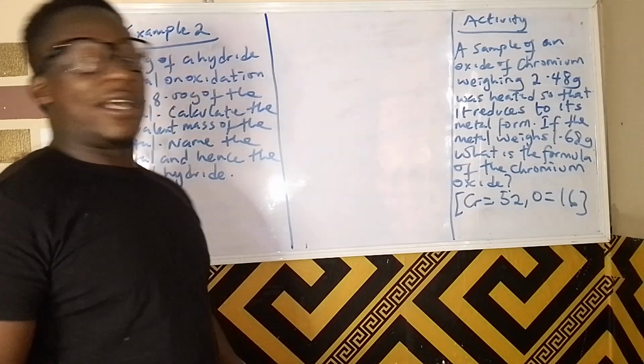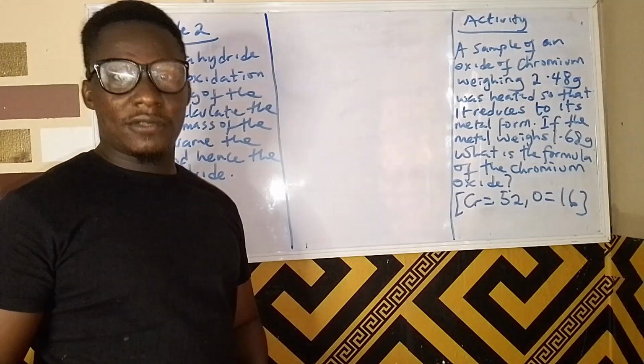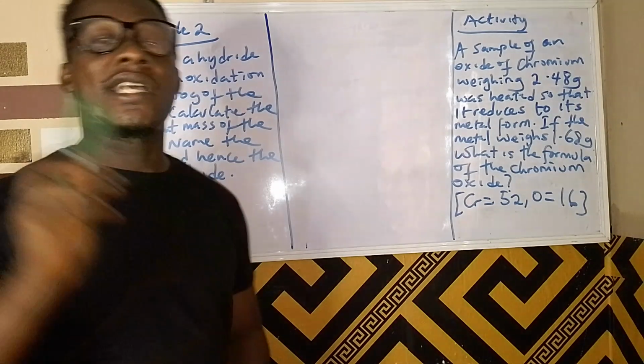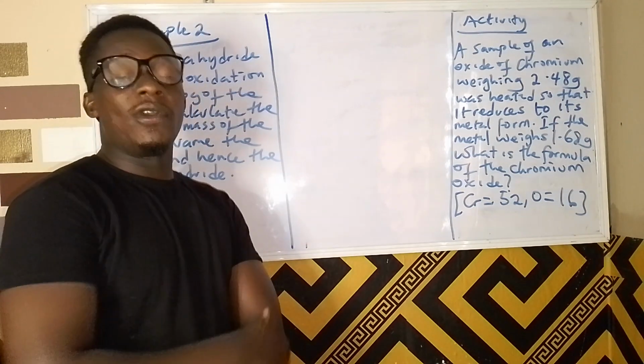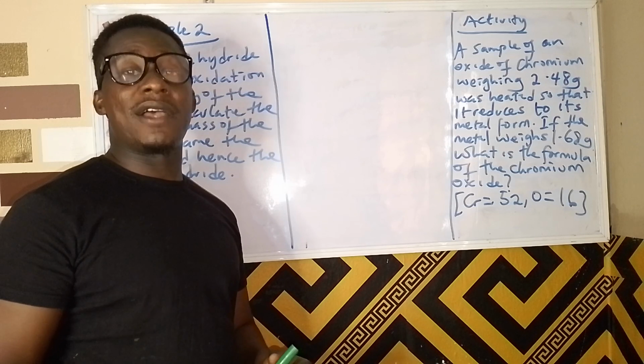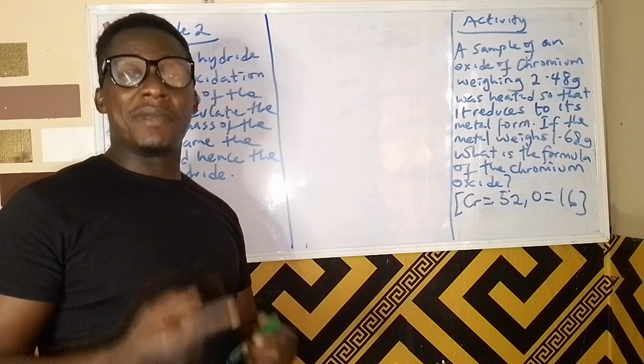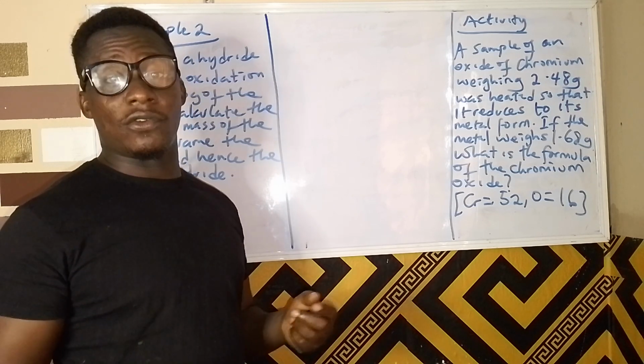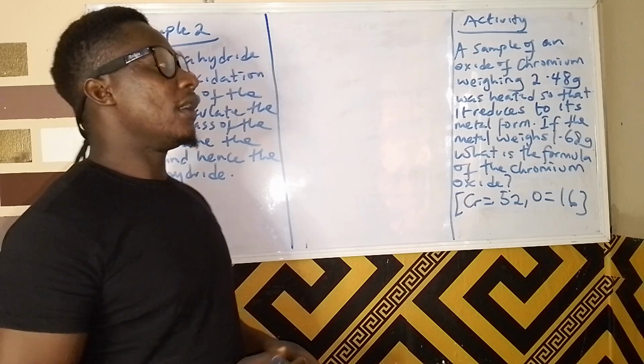Back to class, and we are trying to solve on equivalent mass. We are back to example 2. In this example 2, we are looking for only the equivalent mass, and from the equivalent mass we can predict what the metal is, and probably the metal oxide or hydride, as the case may be.